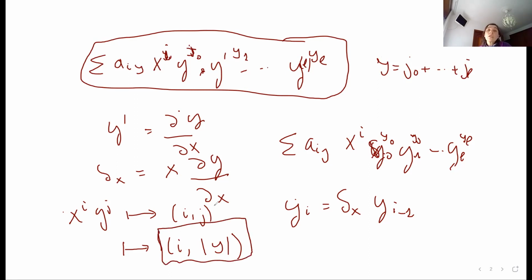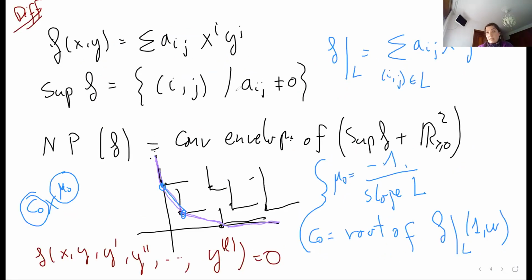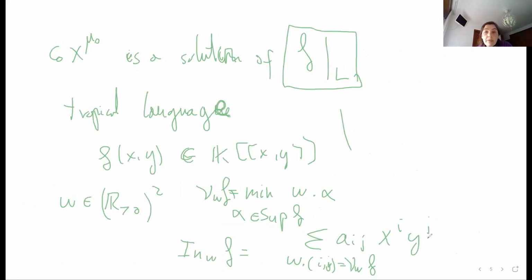This is going to be the support. So the support of my new function is the set of ij such that a sub ij is different than 0. We can do exactly the same, the convex envelope, and we get exactly the same thing.